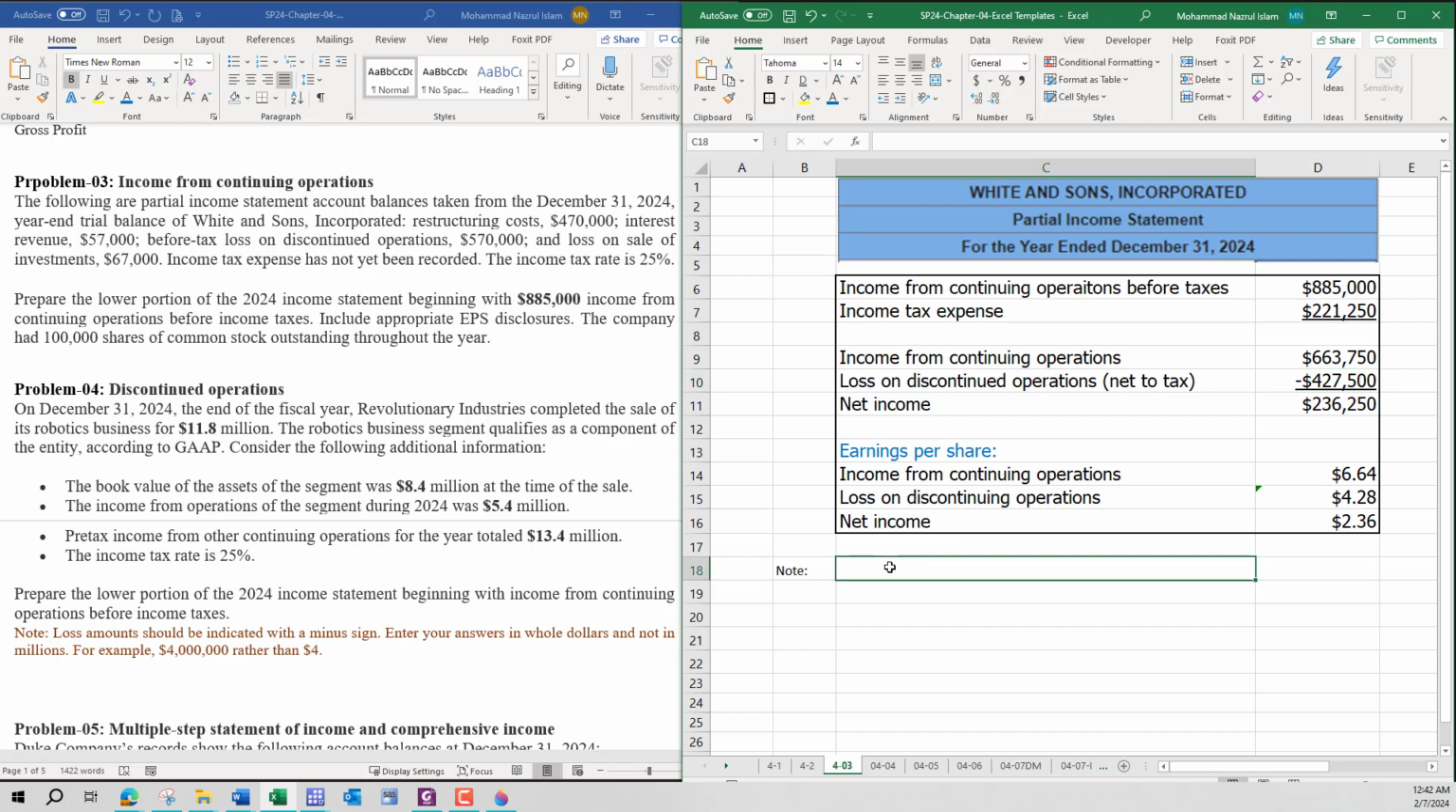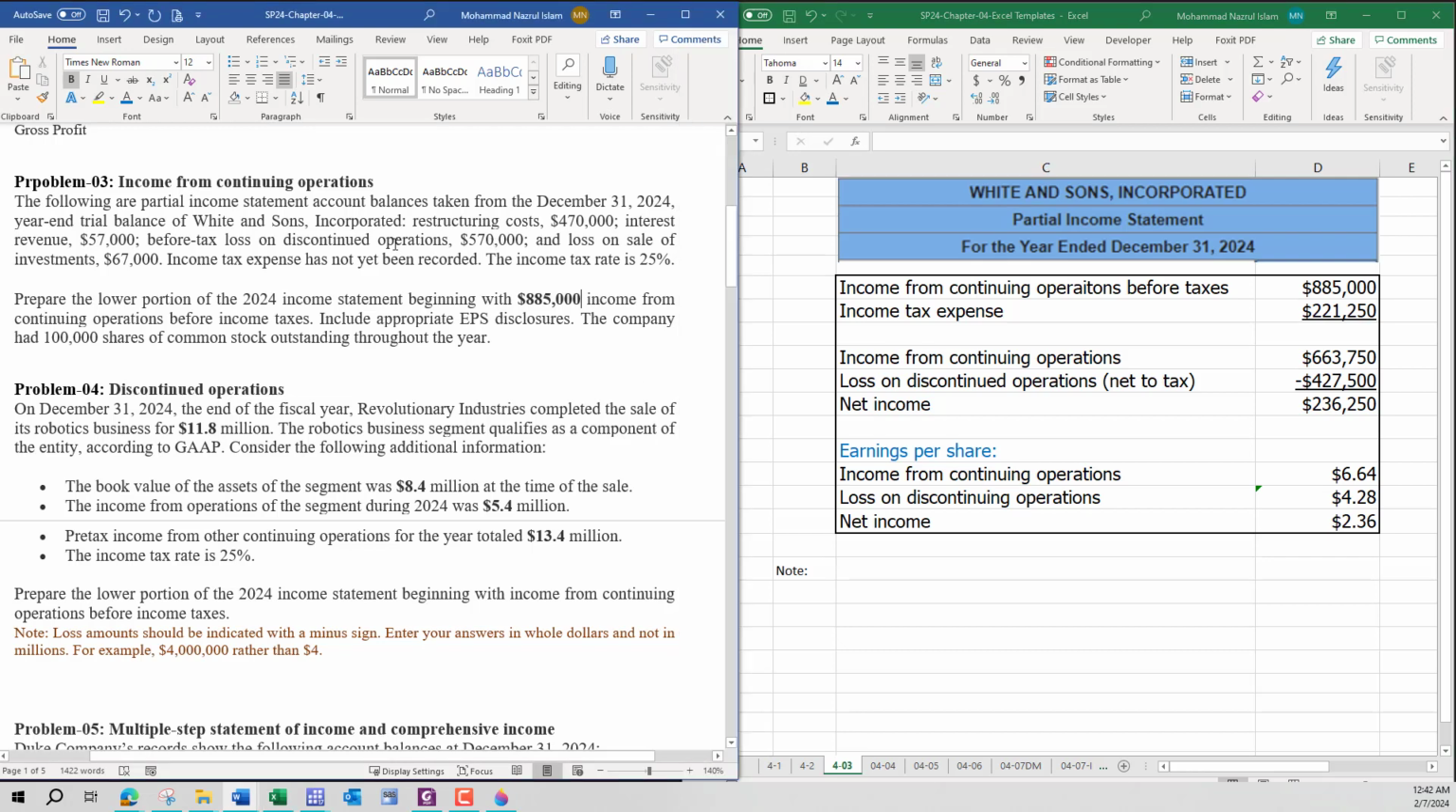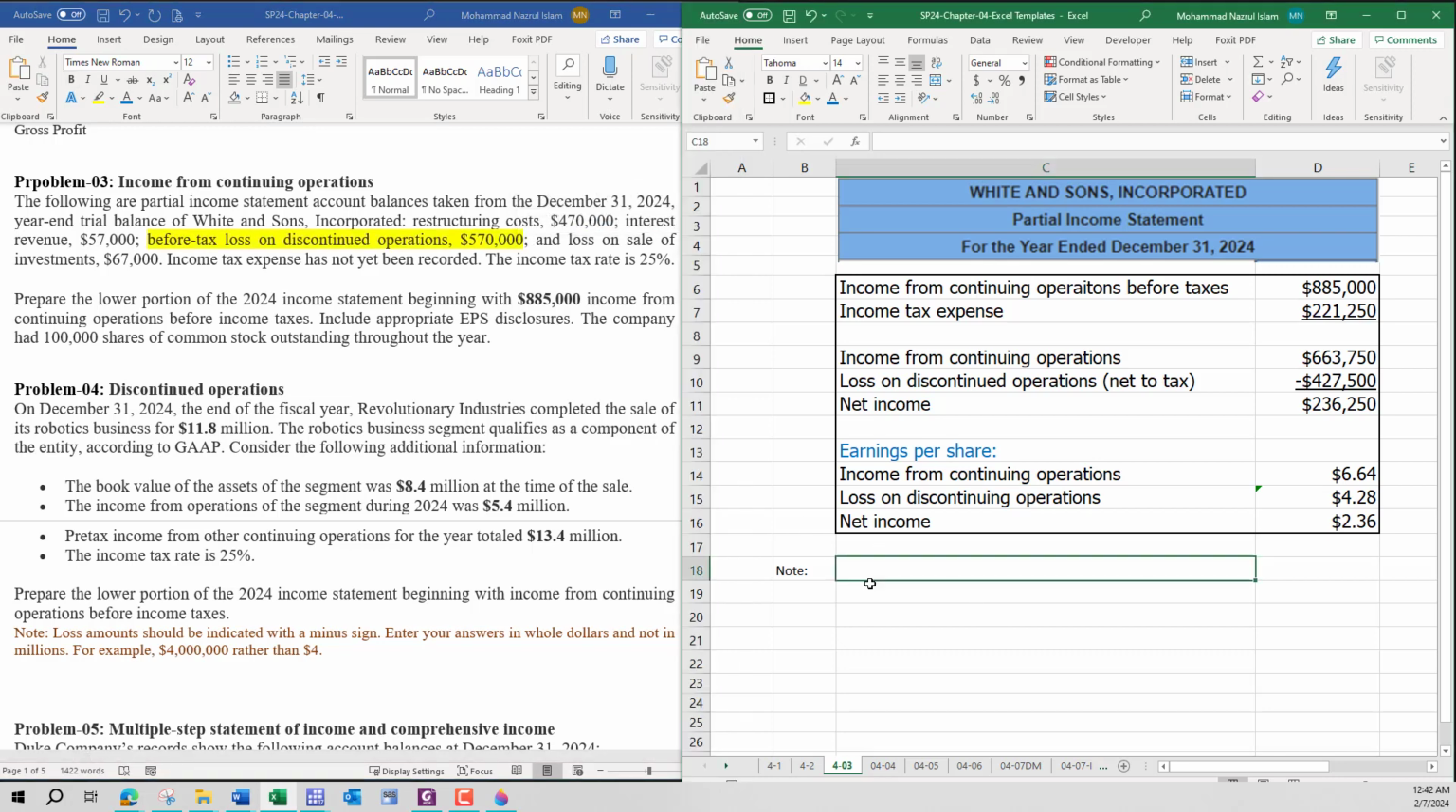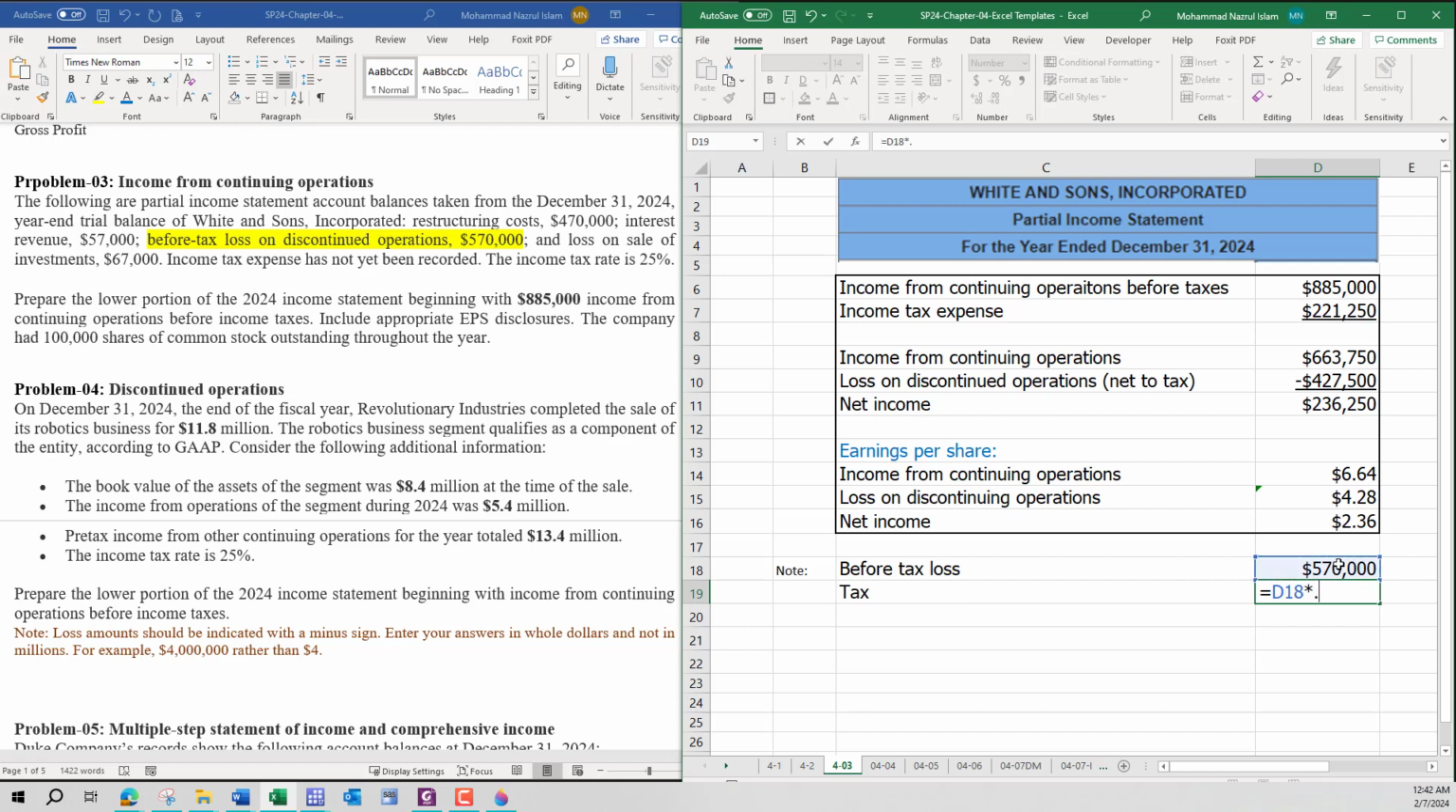How to do that? What do we have? See that the before-tax loss was 570, so the before-tax loss is 570 and the tax is equal to 570 multiplied by 0.25. And the net is equal to this minus this, so 427,500. Can you see that?